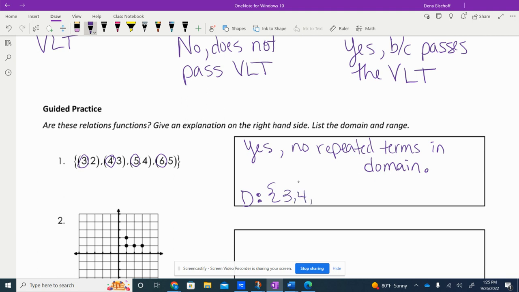3, 4, 5, and 6. Close your bracket. Your range is also a set. Remember, your range is your y values. Again, in order from smallest to largest. And if any terms are repeated, you can't list them. So my range is just 2, 3, 4, and 5. Okay. You guys did this on the who done it activity where you were given the clues if you did the who done it. Okay.